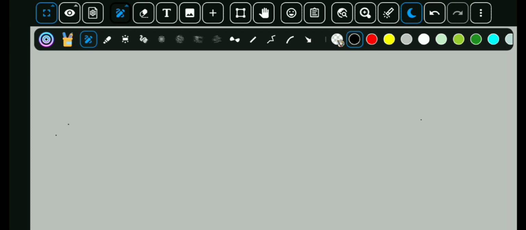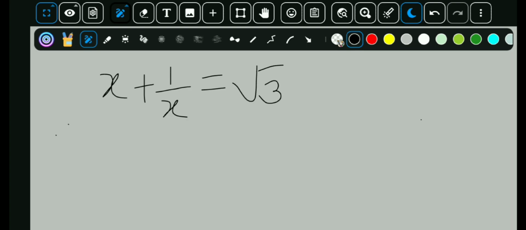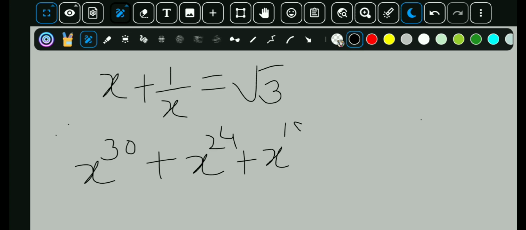So our first question is from an SSC CGL question paper from the previous years. So the question goes like this. Suppose that you are given x plus 1 upon x is equal to root 3, and then you are told to find the value of the following equation. The equation goes like this: x raised to the power 30 plus x raised to the power 24 plus x raised to the power 18 plus x raised to the power 12 plus x raised to the power 6 plus 1.